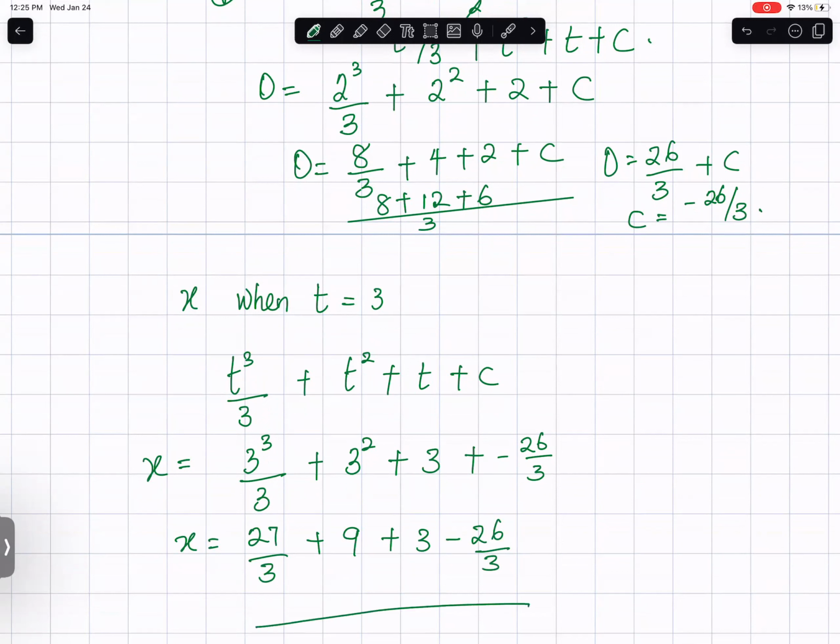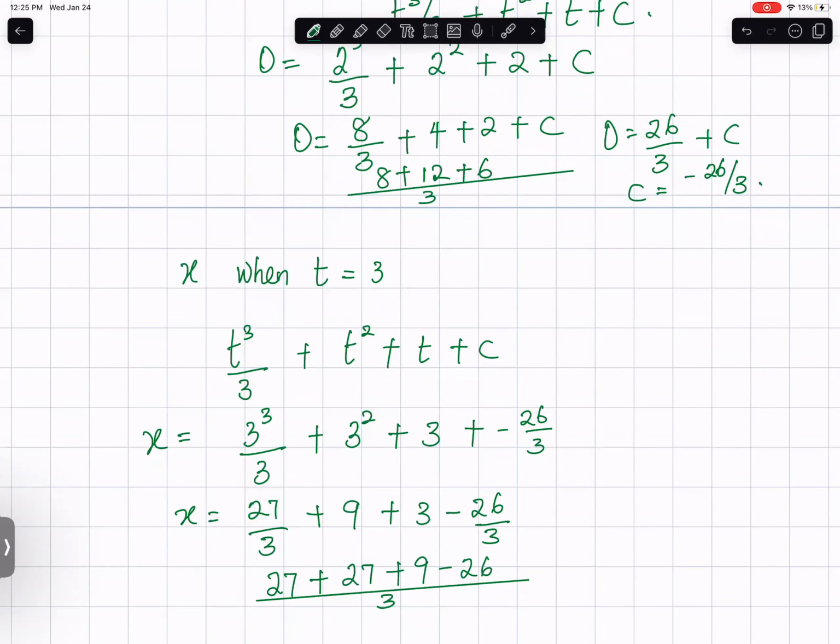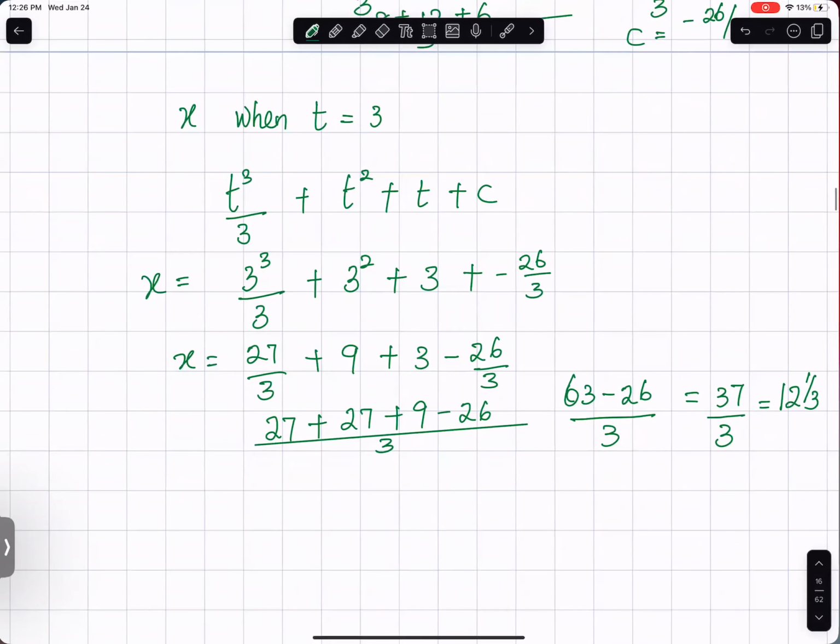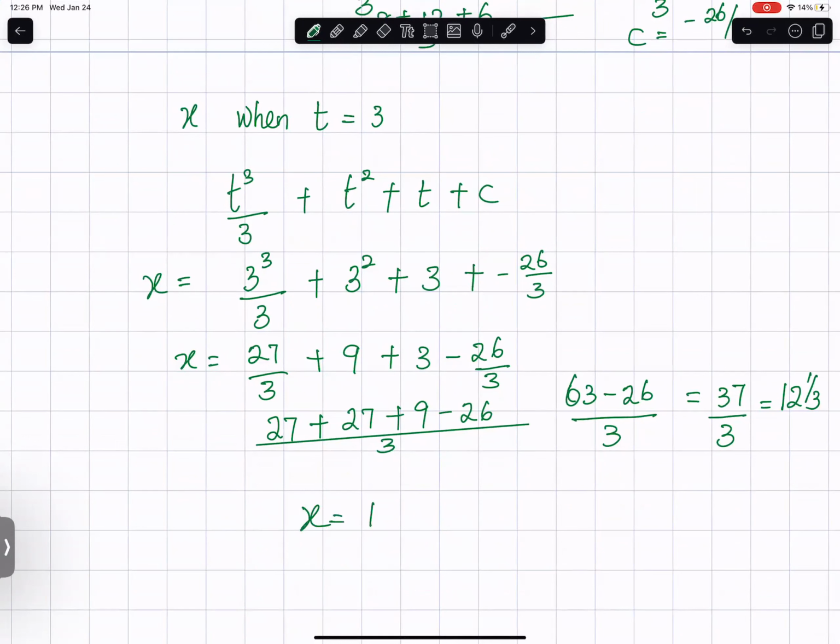Looking for the lowest common multiple of this, I have 3. This gives me 27 plus 27 plus 9 minus 26. So 27 plus 27, 54 plus 9 will give me 63 minus 26 over 3. That gives us 37 over 3. 37 over 3 is 12, remainder 1 over 3. Then we have the value of our x when t is 3 as what? 12 whole number 1 over 3.